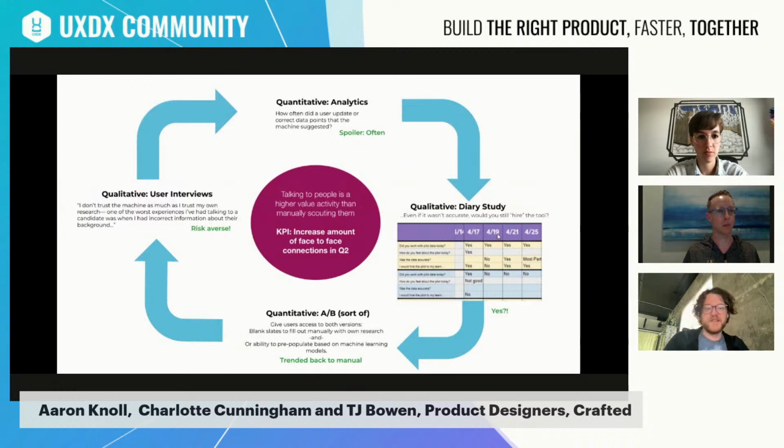So maybe ChatGPT is not going to solve the world. I don't know. But it's an interesting case study of how even a negative finding through this process can help positively affect your bottom line.